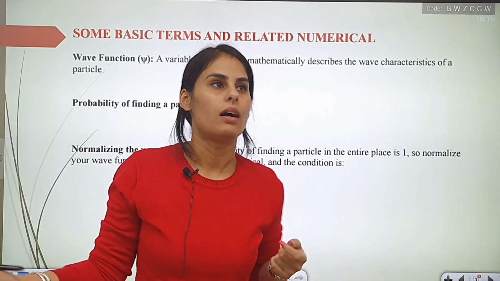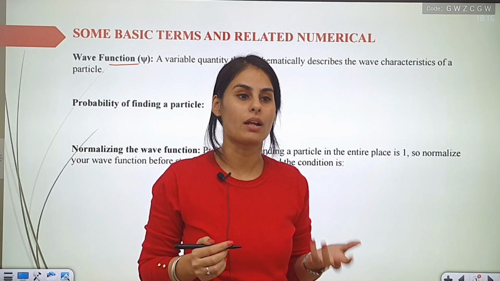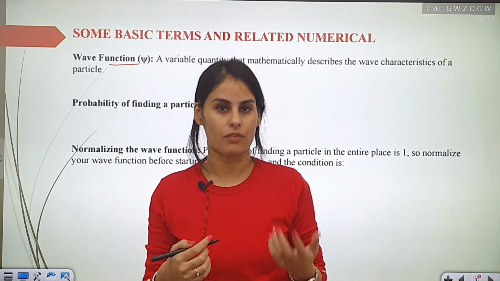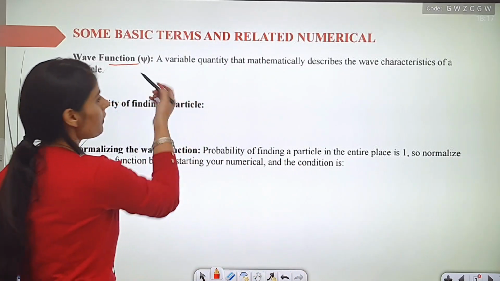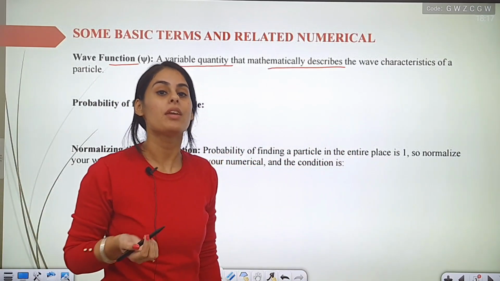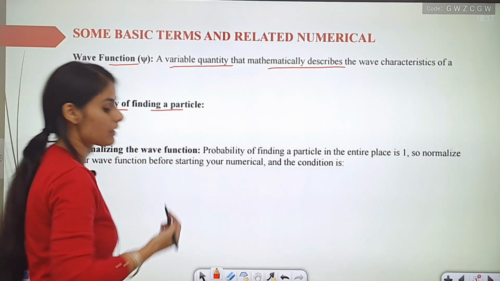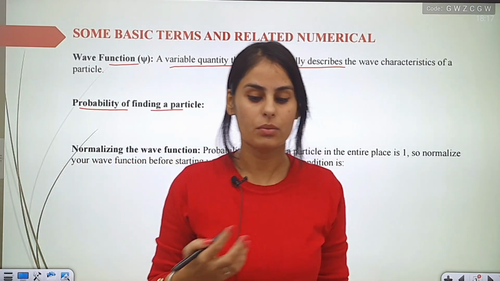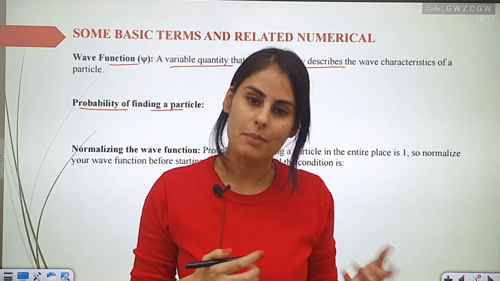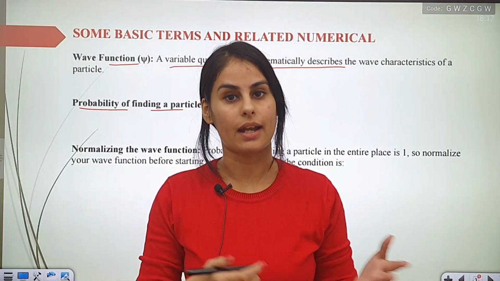The very definition of the wave function is that it is a mathematical quantity that explains the time-related variables of a particle. Quantum mechanically, a wave function is a variable quantity that mathematically describes the wave characteristics of a particle. First of all, we will be discussing the probability of a particle. So what is probability? We are conducting an experiment and trying to find whether or not we will be able to find that particle in a given space.